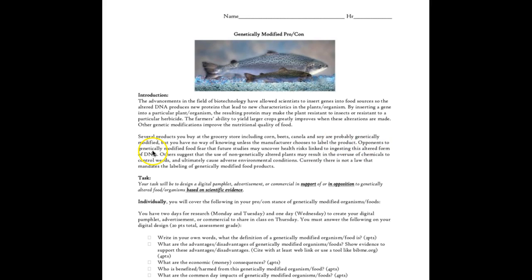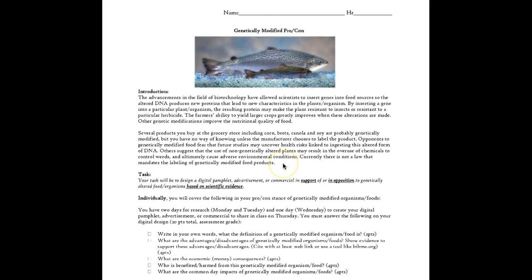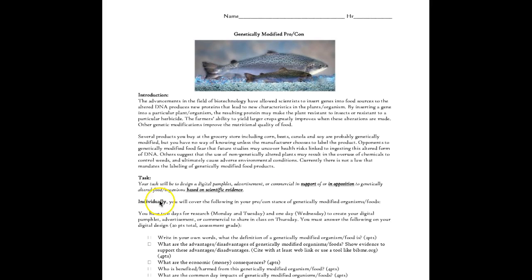There are opponents, and there are people who are also for GMOs. I've mentioned in class how the red delicious apple used to be called the Hawkeye apple, and that is just an example of a species of apple genetically modified over time that has improved to a larger size and a greater crispness. But basically, what is your task on this assignment?